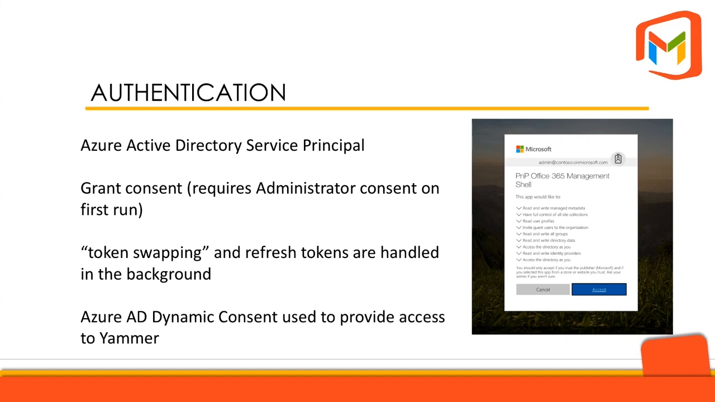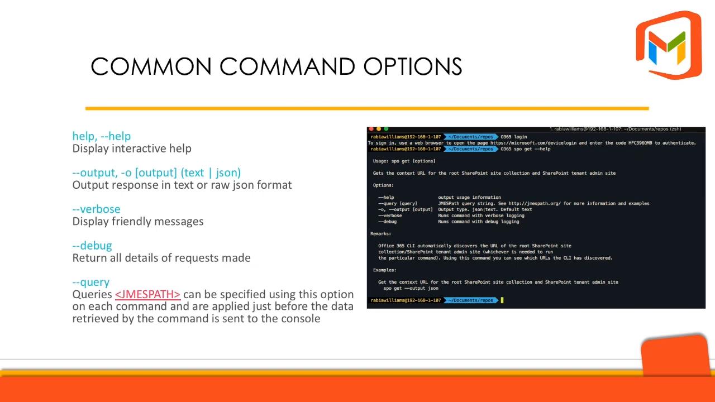Authentication: you have an Azure Active Directory Service Principal, so you have to grant consent. This is required in the beginning. Then everything else, like token swapping and refreshing your tokens, runs in the background. For Yammer commands, you have to give an extra consent for the application to get into the Yammer APIs. Also, probably this is the last slide about the whole overview of Office 365 CLI.